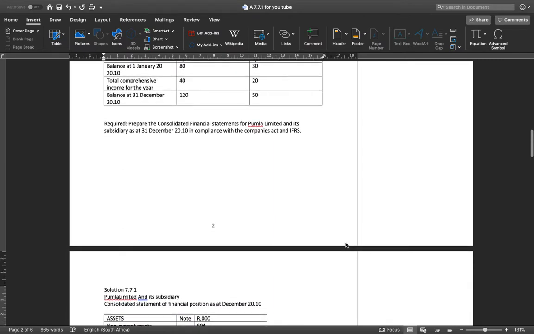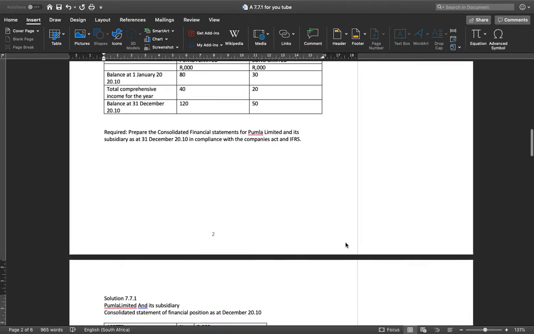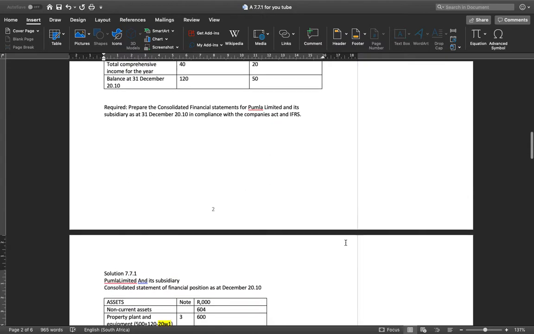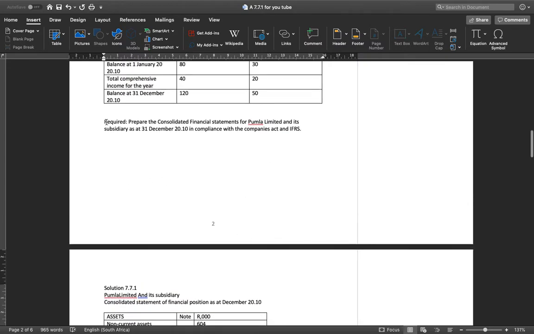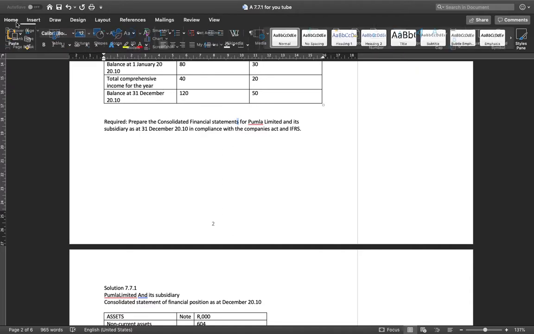You must read the required very carefully. Make sure you know what they're asking for. If they're asking for a financial position, don't go give them the profit or loss and the statement of changes. Just read the required carefully. Just the fact that it says financial statements, that plural tells you, well, they want everything.